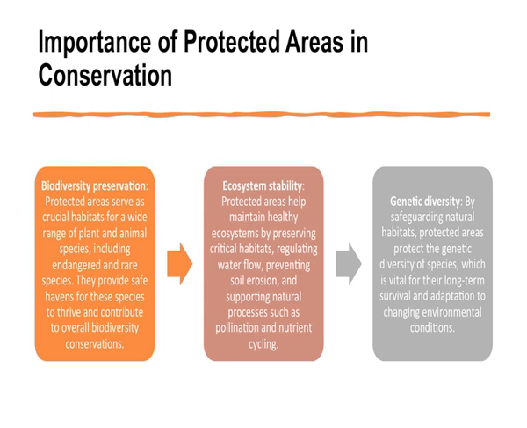The second is that it ensures ecosystem stability. That means protected areas help maintain healthy ecosystems by preserving critical habitats, regulating water flow, preventing soil erosion and supporting natural processes such as pollination and nutrient cycling. The third is that it encourages genetic diversity. By safeguarding natural habitats, protected areas protect the genetic diversity of species, which is vital for their long-term survival and adaptation to changes in environmental conditions.